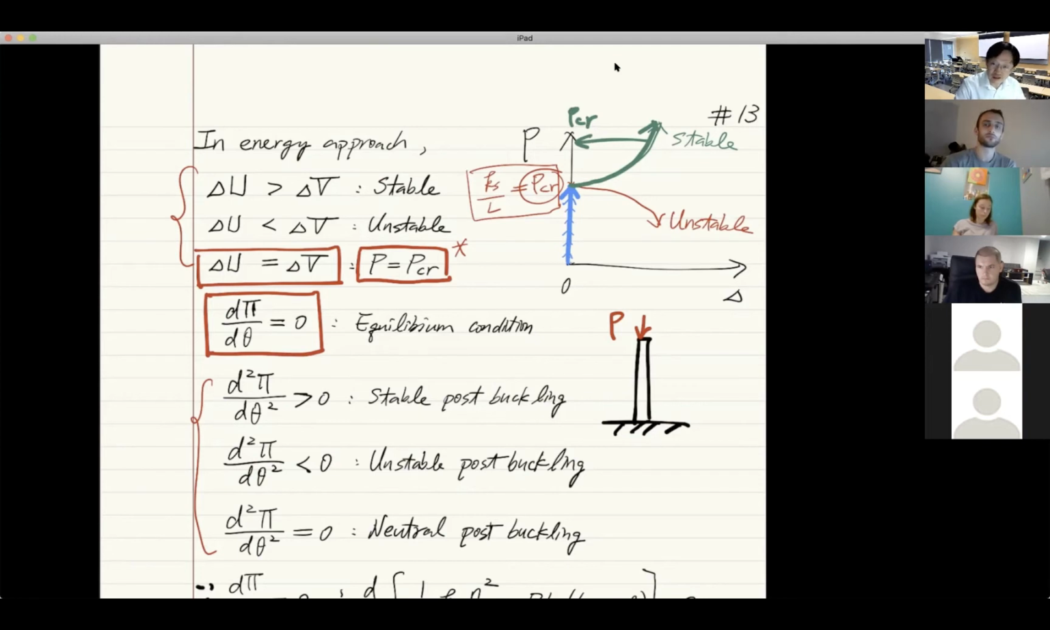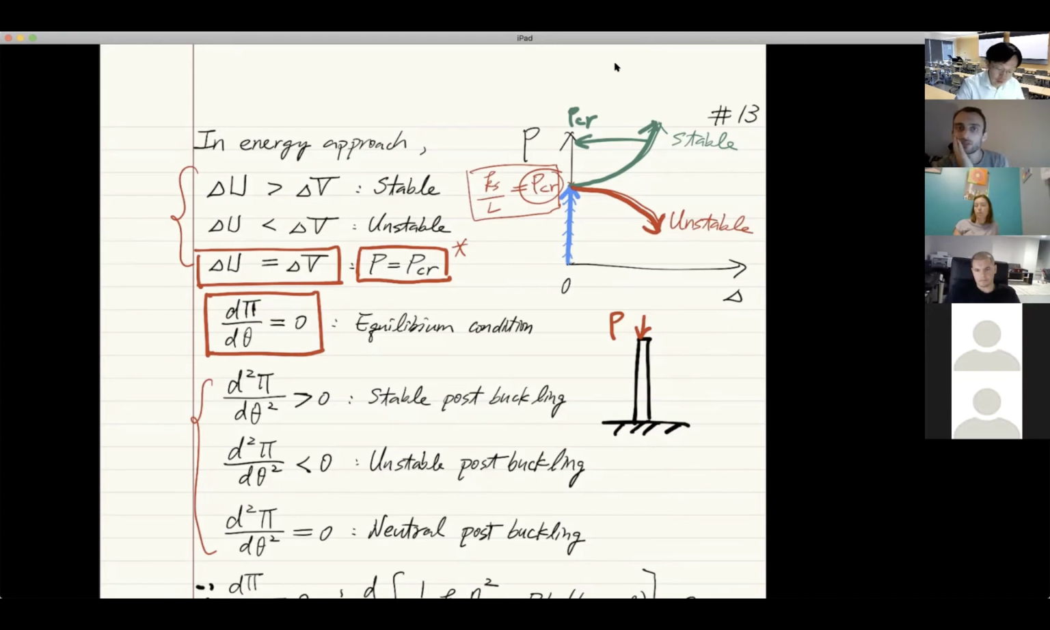On the other hand, if you load it without any deflection, you will get this value of PCR. But if you have any additional deflection here, the corresponding buckling load is not increasing but decreasing, right? And that means what? That means, of course, unstable for post-buckling.